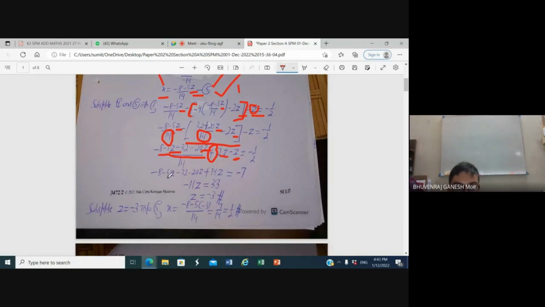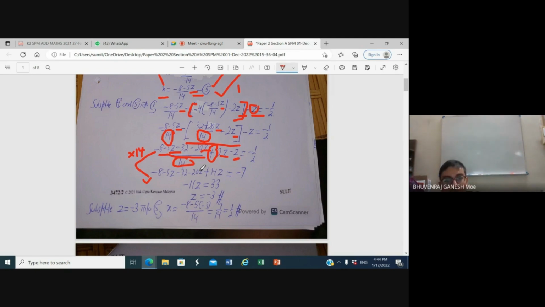Negative 8 minus 5z. Okay, so how I convert from this to this is I actually times the whole equation by 14, because you realize here, at the bottom here I have 14. So I want to eliminate this 14 from the denominator. So how you do it is you times the whole thing by 14, because 14 and 14 you cut, you get 1 only.